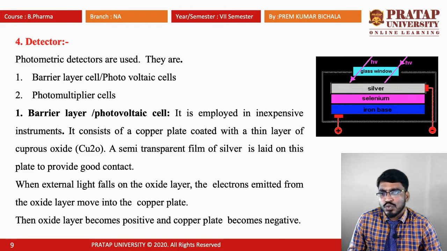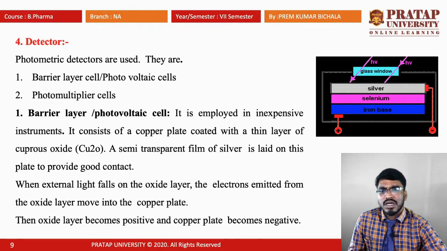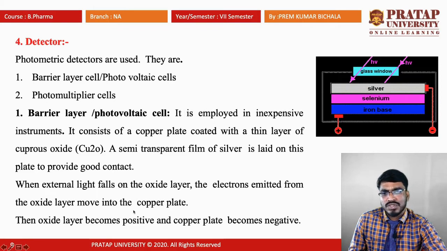Then the fourth one, detectors. Generally photometric detectors are used. There are majorly two types. One is the barrier layer cell, which can also be called a photovoltaic cell. The second one is the photomultiplier tube. Coming to the first one, the barrier layer or photovoltaic cell. Generally, it is employed in inexpensive instruments. It consists of a copper plate coated with a thin layer of cuprous oxide.